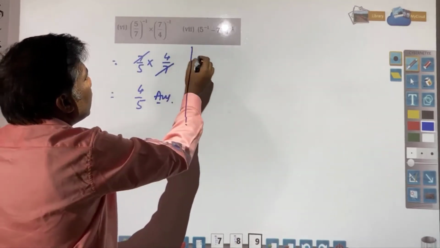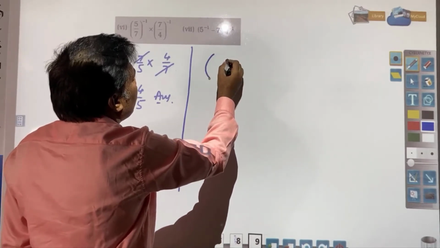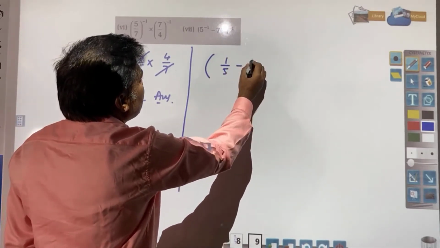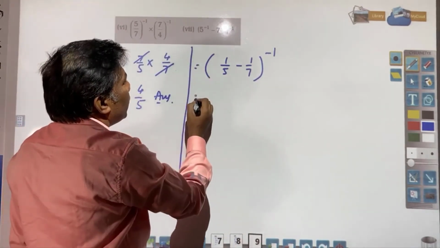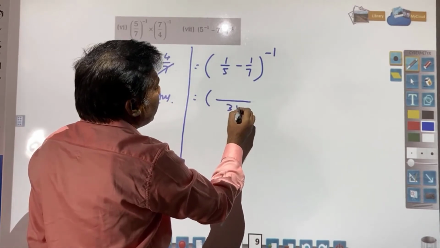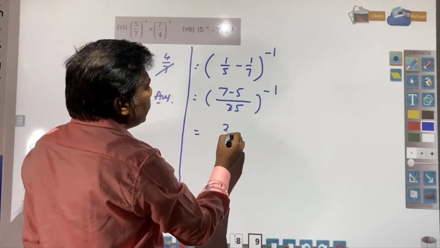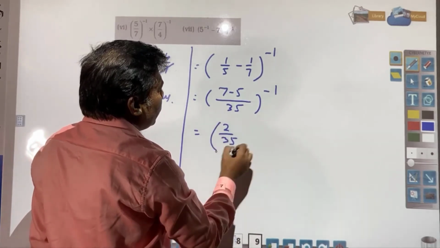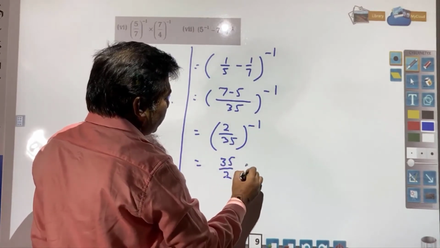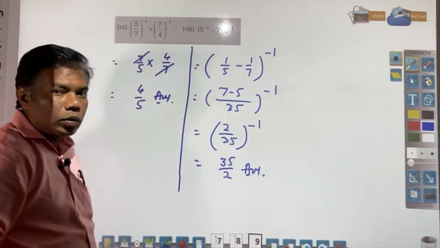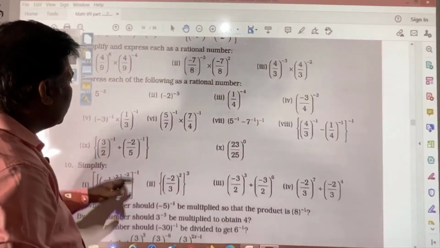Here you see, 5 to the power minus 1 means 1 by 5, minus 1 by 7 to the power minus 1, and that will be equal to 35. This will be 7 minus 5 to the power minus 1. It means 2 by 35 to the power minus 1, or this will be 35 by 2, and this will be your answer. So in this way this is required to be done. And the rest of the questions I think you should be able to solve.